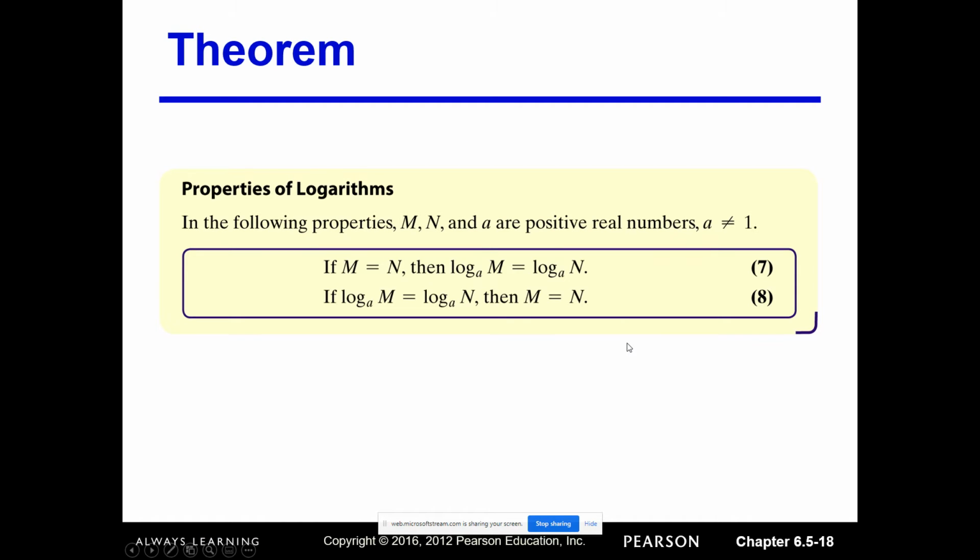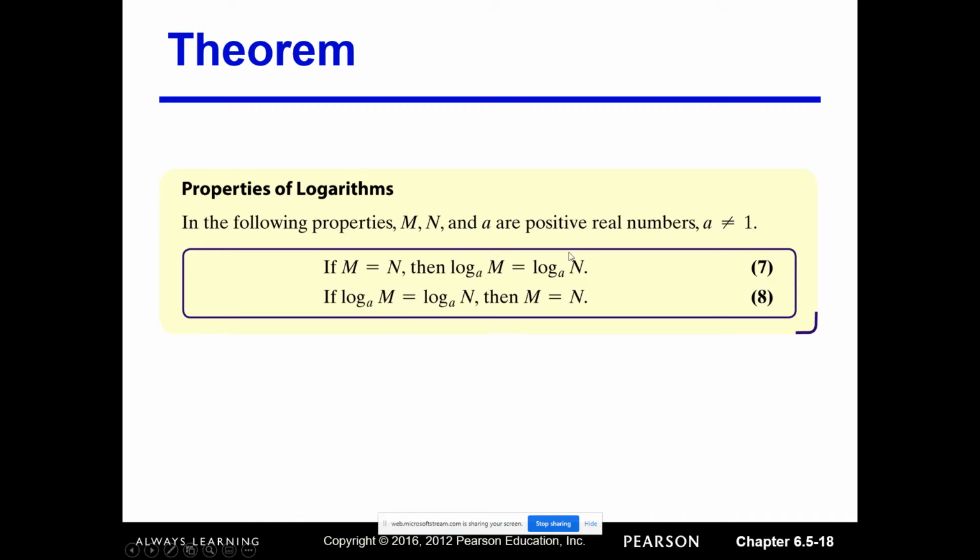All right, now let's look at the last section of 6.5. We introduced the last two properties of logarithms. It says if m equals n, then log base a of m equals log base a of n, and vice versa. If log base a of m equals log base a of n, then m equals n. Here m, n, and a are all positive numbers, and a is not equal to 1.